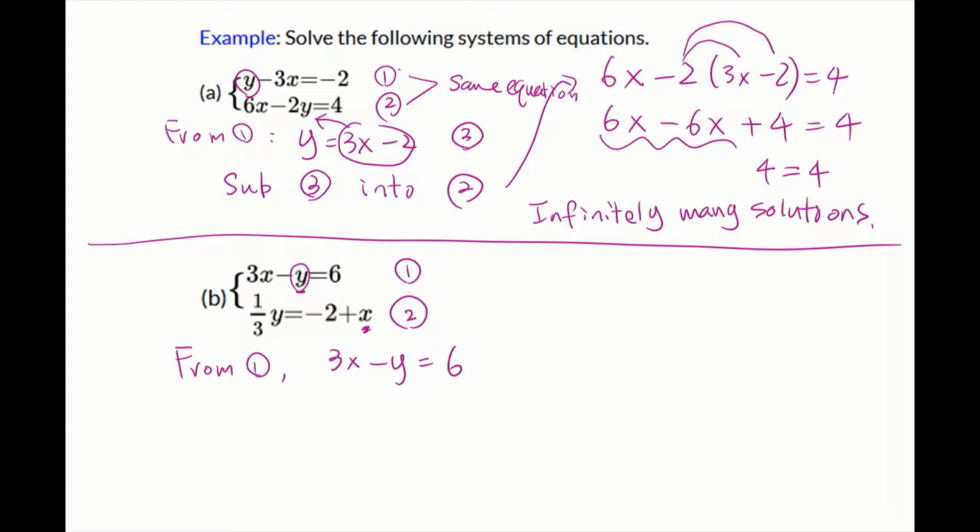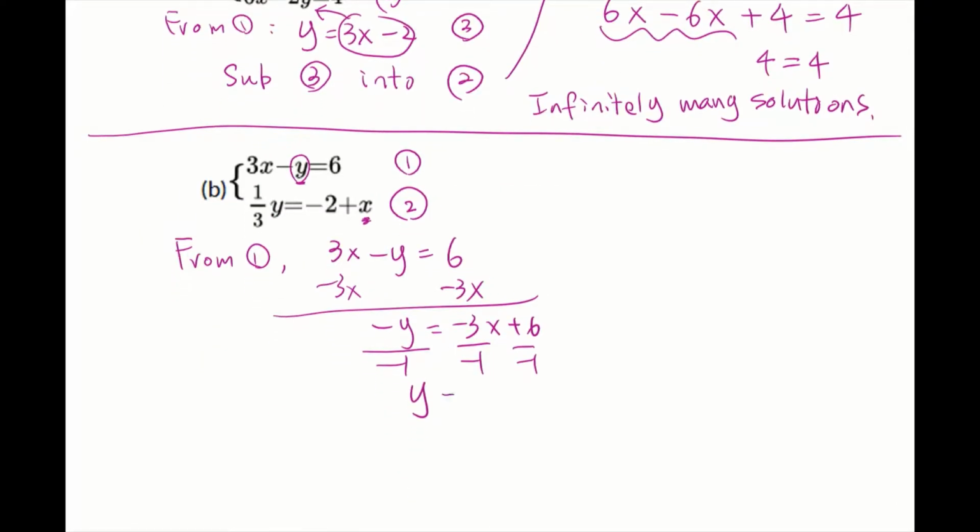So let me move the 3x to the other side. Negative y equals negative 3x plus 6. Divide both sides by negative 1. Divide each term by negative 1. So we will get y equals positive 3x minus 6. All right, so now that y is by itself, we'll call this equation 3. Remember, equation 1 and 3, they are the same equation.